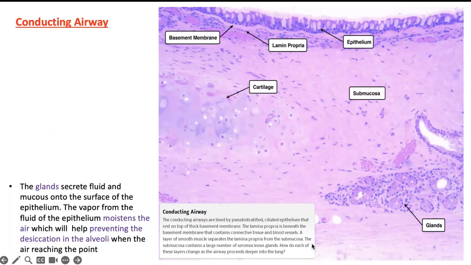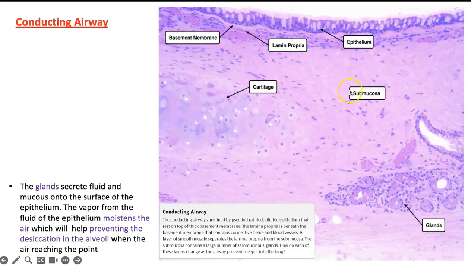So now, another photo of the conducting airway. You can see we have the pseudostratified ciliated epithelium here, and also we have goblet cells. Then you can see a basement membrane right under the epithelium, and then you have the lamina propria, right under the basement membrane, which is connective tissue and blood vessels. Then under the lamina propria, you can see we have the smooth muscle here.